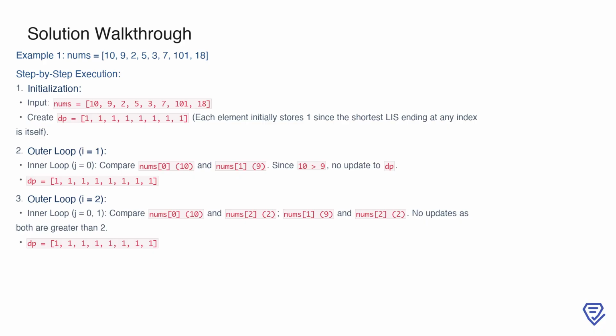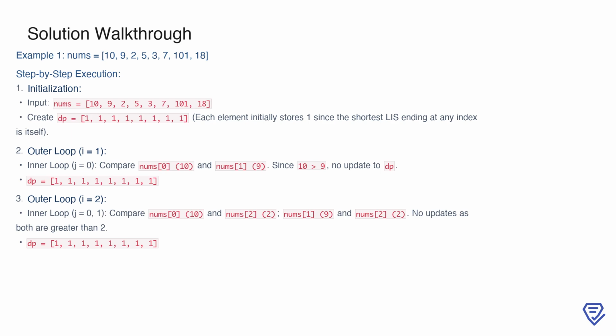Then, for i equals 2, we compare nums[2] with nums[0] and nums[1]. Again, since both 10 and 9 are greater than 2, no updates are made to DP, which still stays as 1, 1, 1, 1, 1, 1, 1, 1.